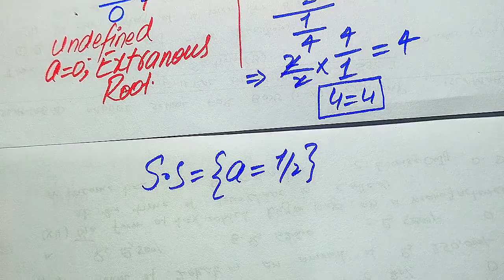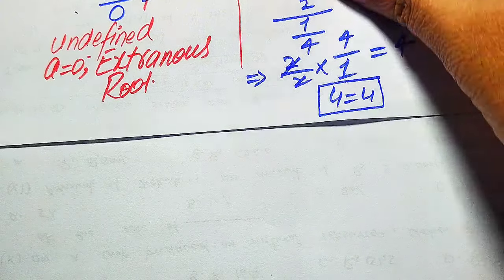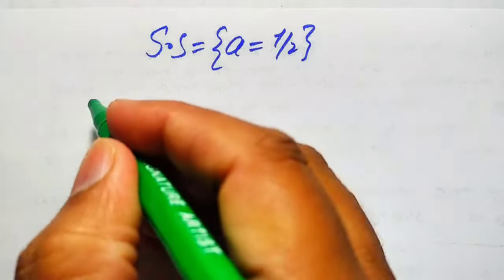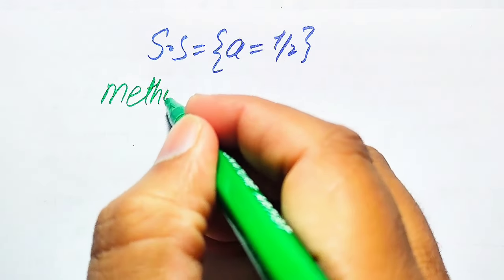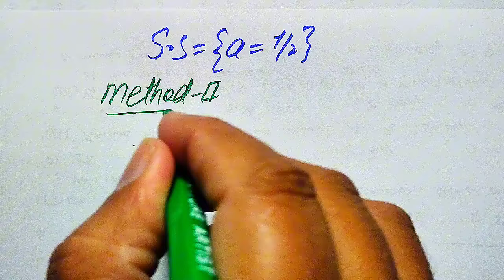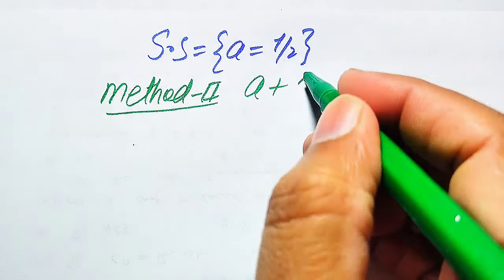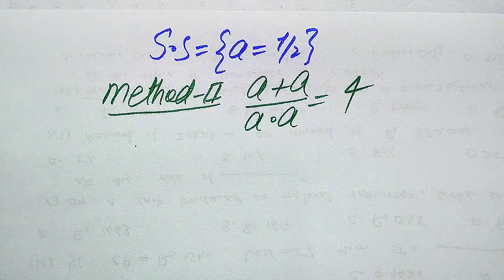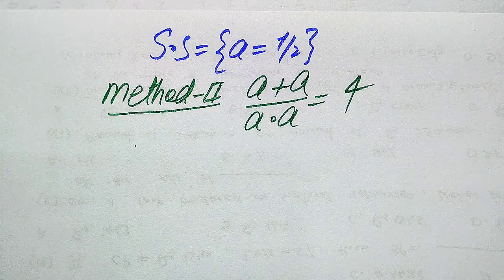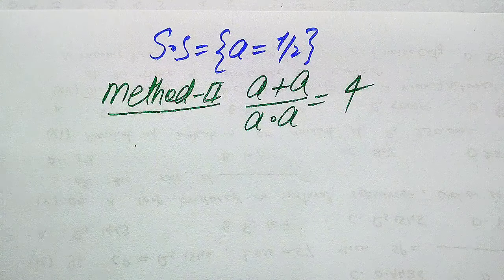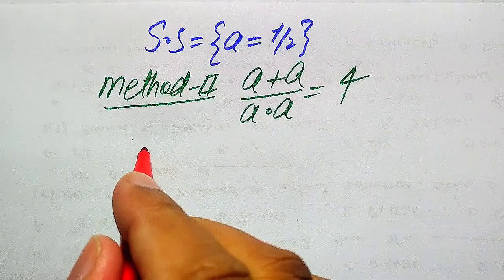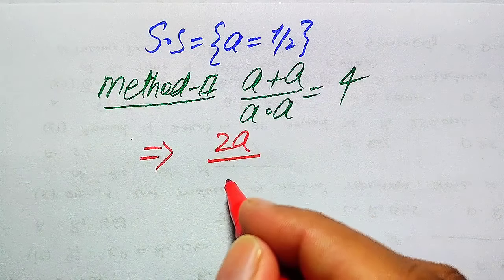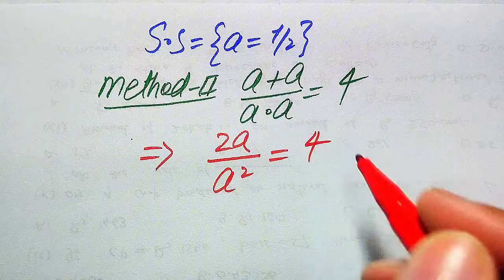This is the only solution of the given equation, and in the next step we again solve this problem by a second method. We copy down the given question statement: a plus a divided by a multiplied by a equals 4. Our second method is very straightforward, because we directly find the value of a. Here a plus a becomes 2a, and a multiplied by a becomes a square, equals 4.